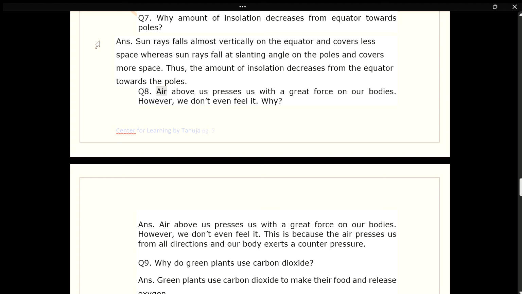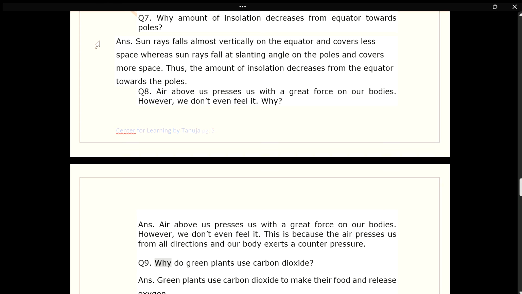Q8. Air above us presses us with a great force on our bodies. However, we don't even feel it. Why? Ans. Air above us presses us with a great force on our bodies. However, we don't even feel it. This is because the air presses us from all directions and our body exerts a counter pressure.